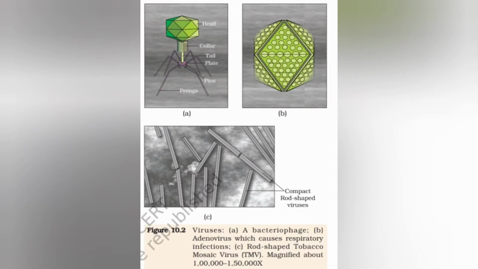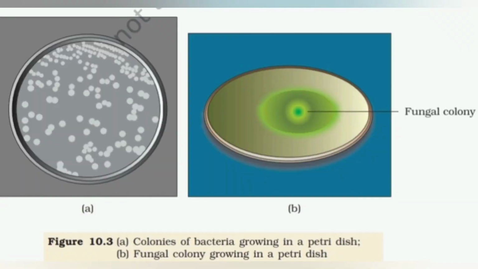Next figure shows you the virus, a bacteriophage, adenovirus, which causes respiratory infection, rod-shaped tobacco mosaic virus, TMV, that are magnified about 1 lakh to 1,50,000x. Here are the colonies of bacteria growing on a petri dish, as well as colony of fungi growing in a petri dish.